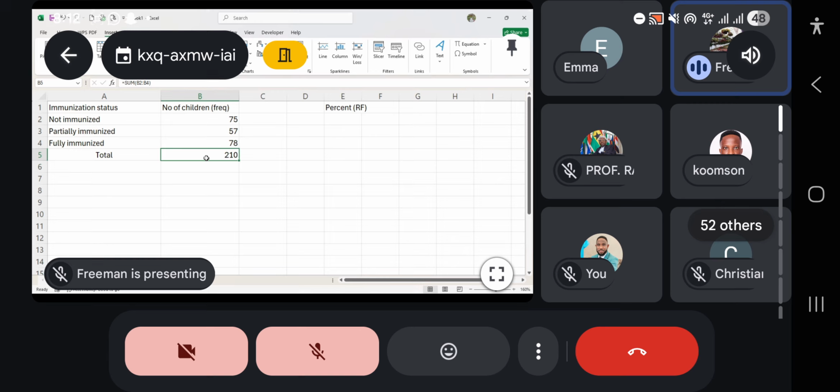So a pie chart is drawn in a circle. Hey, the noise has started again. Emmanuel Kumsi, kindly turn off your mic.